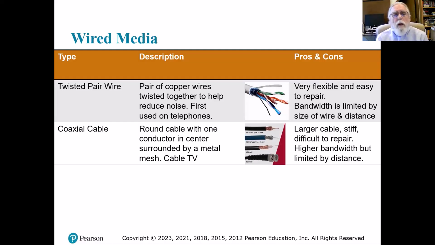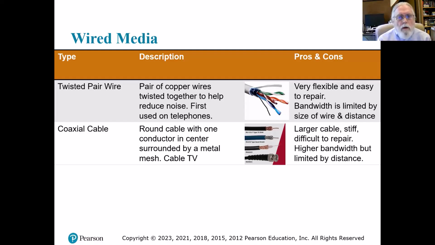Now, one way of getting around that is to use, instead of the multiple twisted pairs like you see there, a round cable. It's called a coaxial cable. This was first used by cable TV to get higher bandwidth than a traditional phone line could provide. So as cable TV started implementing subscription TV and installing things, this was the transmission of choice.